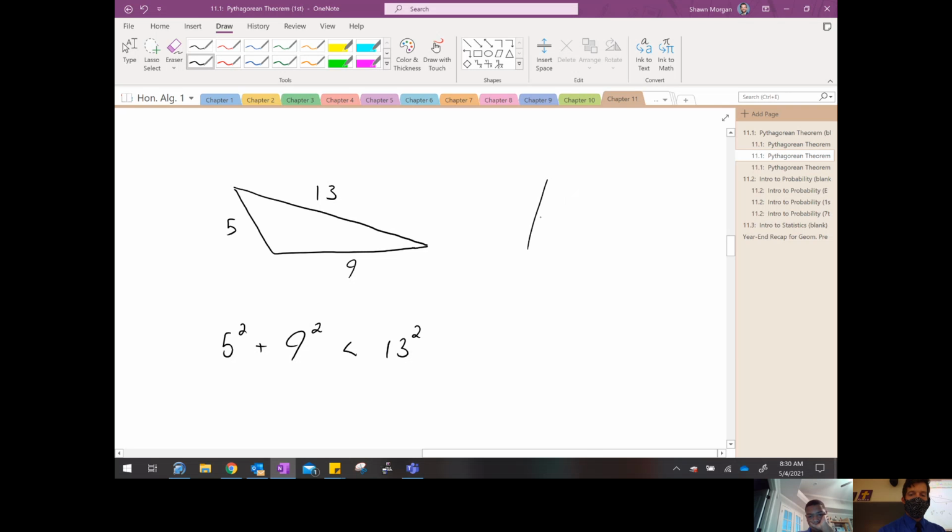Let's do there, and there. All right, hopefully I've made this drawing obvious. What kind of triangle is this? It's an acute triangle, okay?